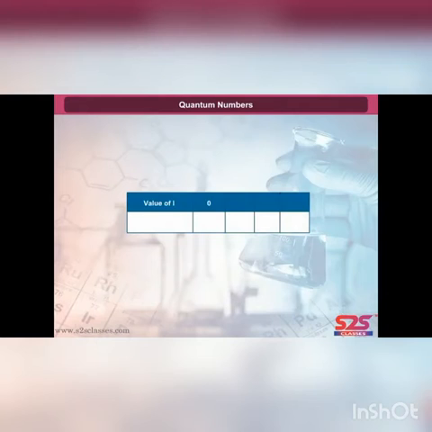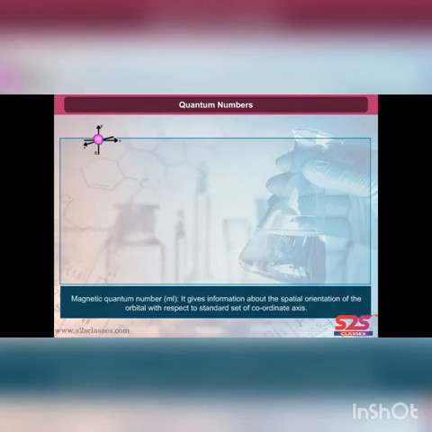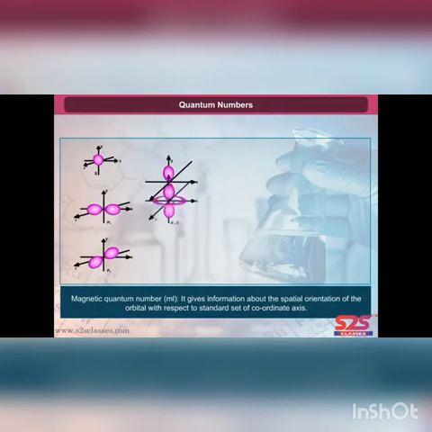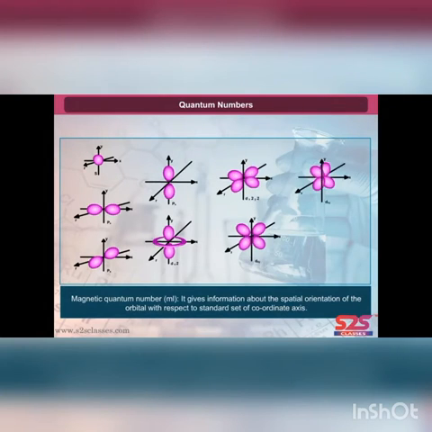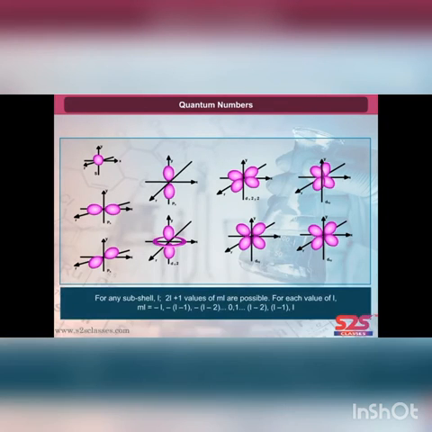Each subshell corresponding to different values of l is represented by different symbols such as 0 by s, 1 by p, 2 by d, 3 for f and so on. Magnetic quantum number. It gives information about the spatial orientation of the orbital with respect to a standard set of coordinate axes. For any subshell l, 2l plus 1 values of ml are possible. For each value of l, ml has values from minus l to plus l including 0.